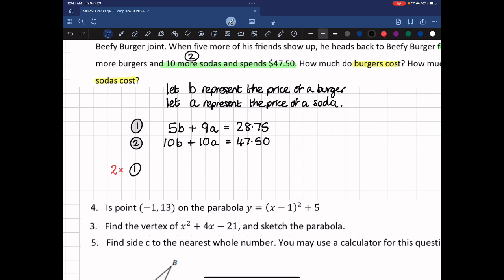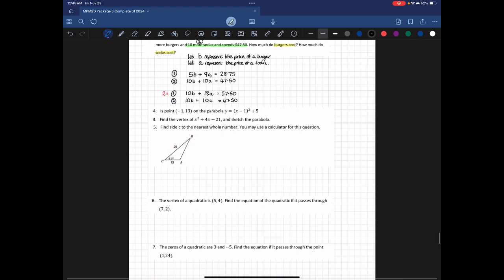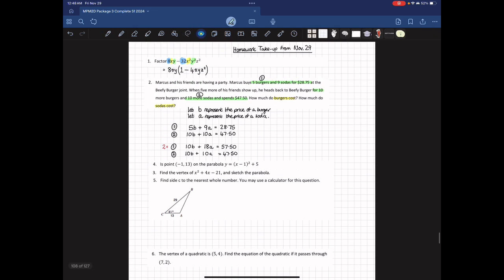So I'm writing my thinking here. So therefore I have 10b instead of 5b. I have 18a instead of 9a, and 28.75 times 2, it's a bit late for me to be doing that in my head. 28.75 times 2 is 57.50. All right, and then I'll just rewrite equation 2 out again. 10b plus 10a equals 47.50. And now I really don't have enough room, so let me see if I can just get this moved.